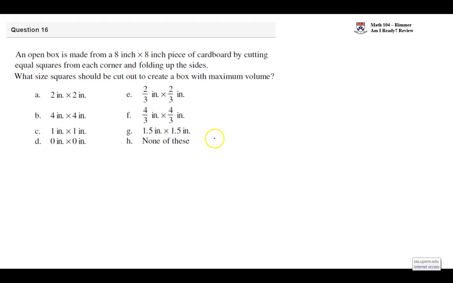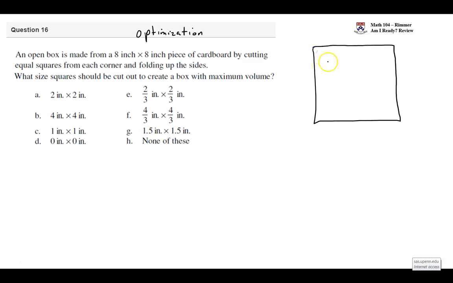This one is about an optimization question where we have some quantity we want to optimize, find the max or min of. And this particular question is about a box made from an 8 by 8 inch piece of cardboard. So square cardboard, 8 by 8 inch, and we're going to cut off squares from the corners. So we're going to cut a square.